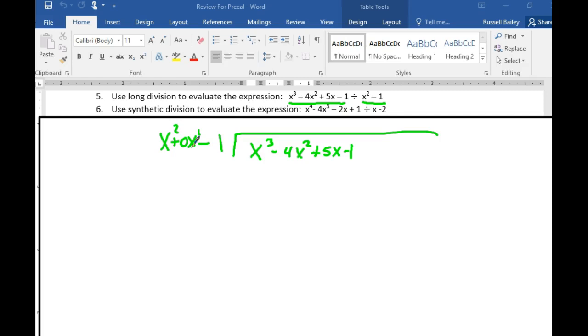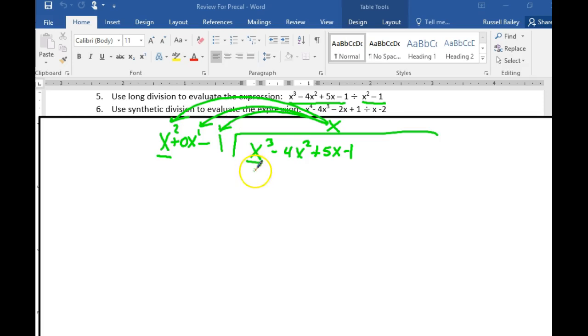So sometimes you'll have to do it in only one of them. Sometimes you might have to do it in both. Okay, so it's been a while since we've done this as well, but this one's probably a little bit fresher than the last one. So what we do is we ask ourselves, what do we multiply this by to get that? And the answer is x. And you put that answer up there. Next, you're going to take this x and you're going to multiply it by all three of these.